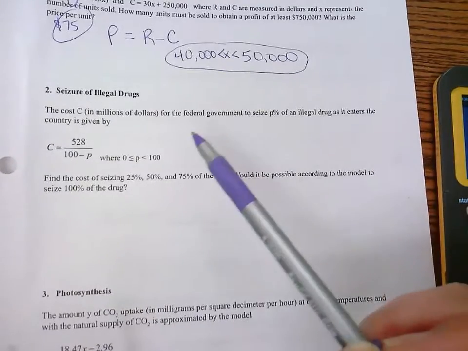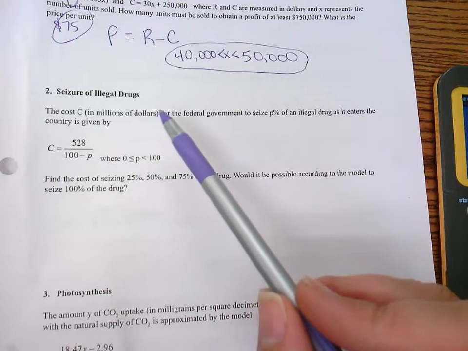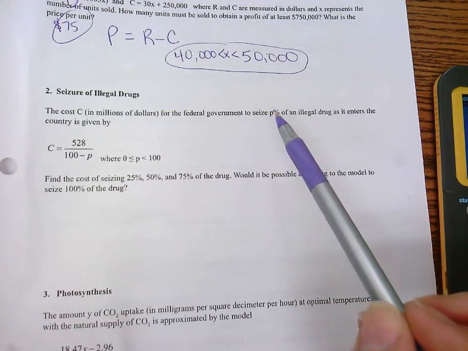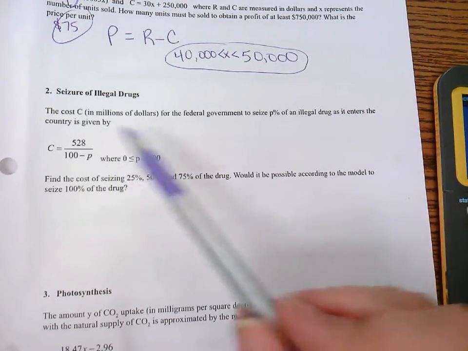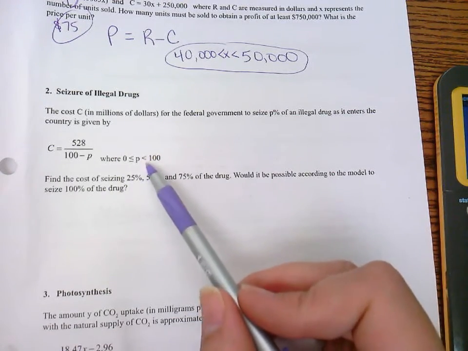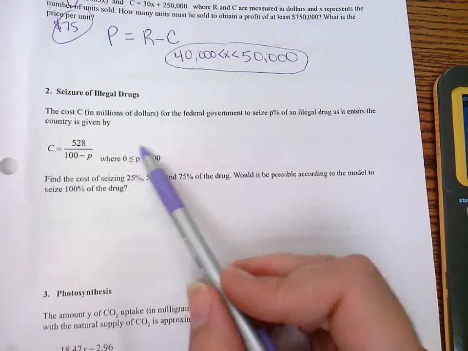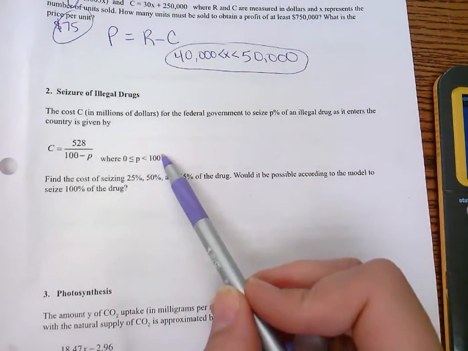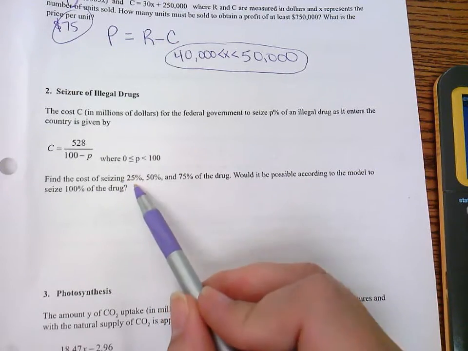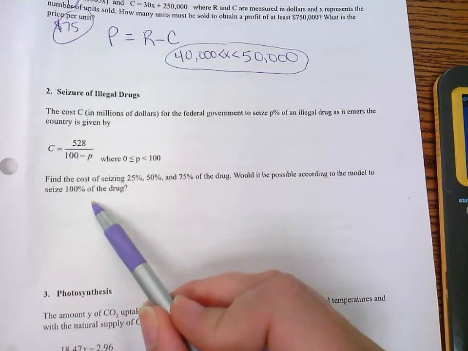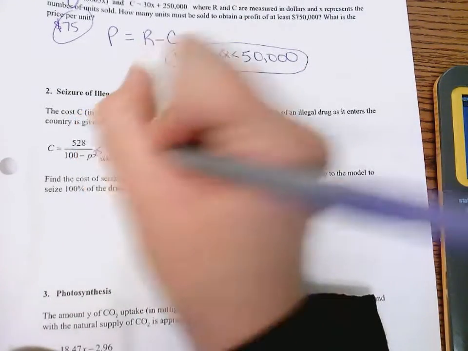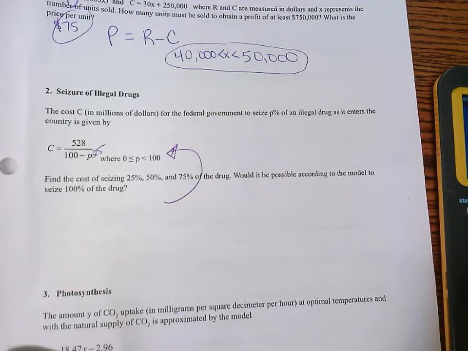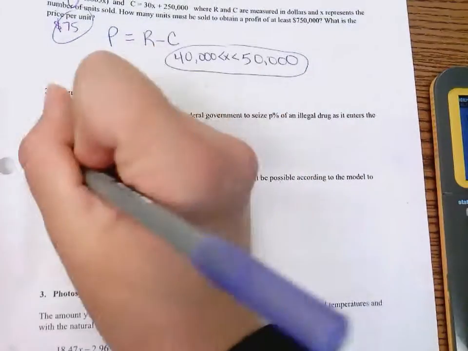Question number 2, the cost in millions of dollars for the federal government to seize a certain percentage of illegal drugs as it enters the country is given by this function. P is your percent, and when you plug in 25%, they want you to plug in the number 25. So find the cost of seizing 25, 50, 75, and 100% of the drug. I think you can go ahead and plug those values in. For example, plug in 25, see what you get. Plug in 50, see what you get. Make sure you put parentheses in the denominator. I think you can do number 2.